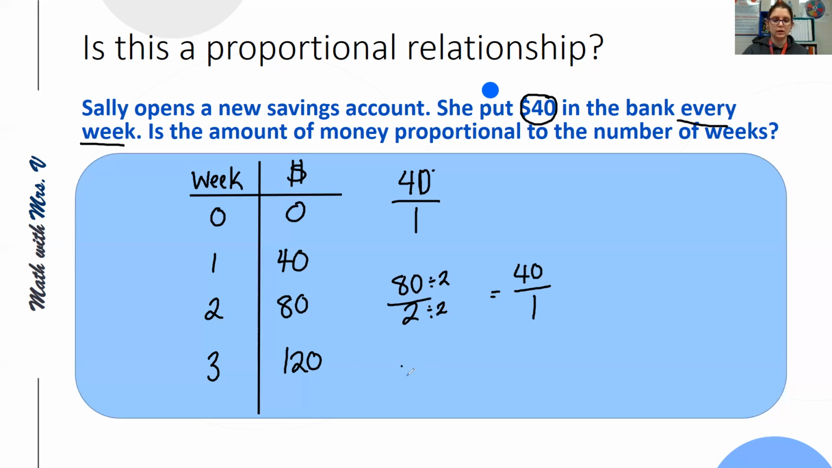And the last we check is 120 over 3. We're going to divide both by 3 so we can get our unit rate to a denominator of 1. 120 divided by 3 is also 40. So is the amount of money she has proportional to the number of weeks? And the answer is yes, it is proportional.